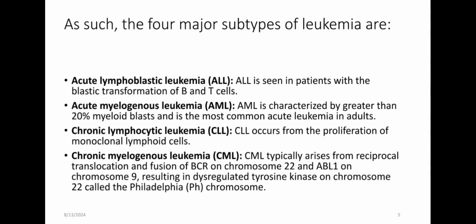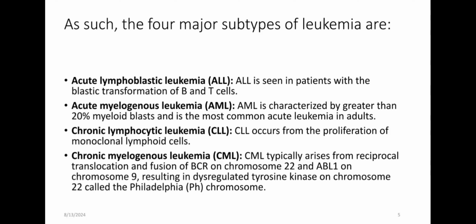So as such, we discussed the four major subtypes of leukemia. Acute lymphoblastic leukemia, which is ALL. This is seen in patients with the blastic proliferation of B and T cells. It is the most common leukemia in the pediatric population, accounting for up to 80% of cases in this group versus 20% of cases in adults. Treatment among adolescents and young adults is predominantly inspired by the pediatric regimens that have a better survival rate. So we need to know that acute lymphoblastic leukemia is more common in the pediatric population.